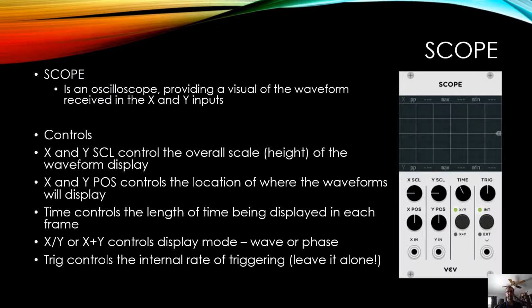So if you need to zoom in and take a look at a finer part of a really fast-moving waveform, adjust your time and you might be able to see that. X divided by Y or X plus Y controls display mode. It will show either wave or phase. This can be very useful if you're noticing a bass cutoff. You can check and make sure that it's in phase or not.